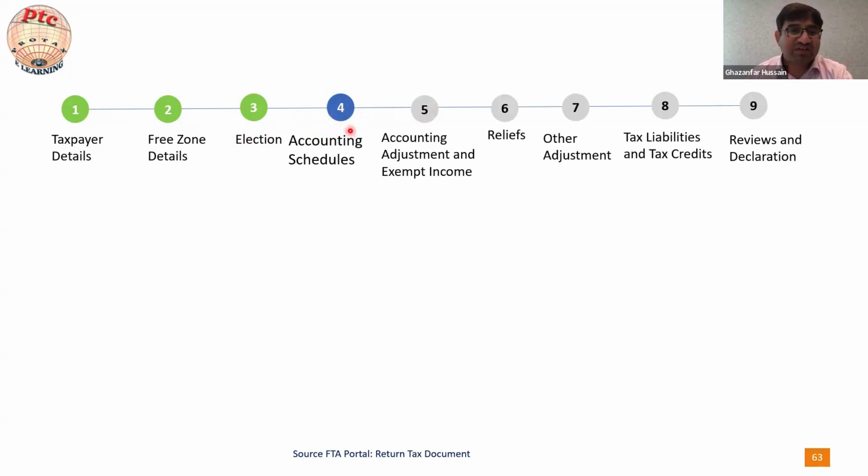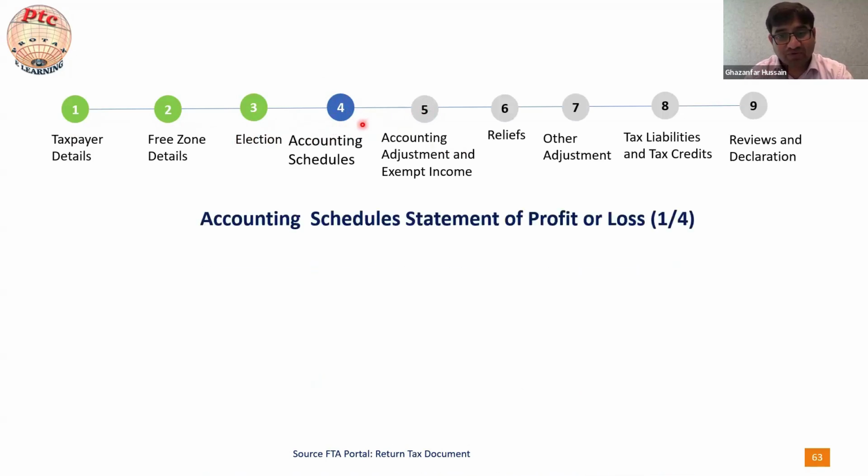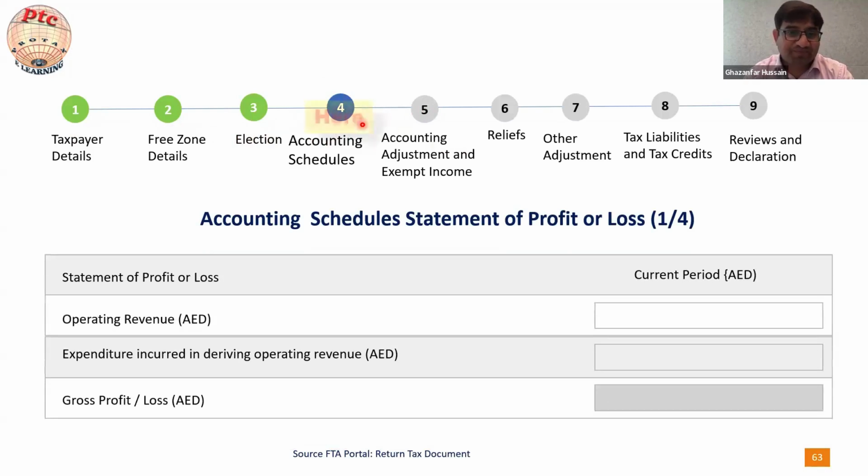Now we're going to see the return: what information they require under the accounting schedules, and what information we have to fill in over there, starting with the accounting schedule statement of profit and loss. First, normally we have to understand there is an accounting team, a reporting team, and a tax team. So there are 3 different roles in each organization, though in a small organization one person may do all these activities.